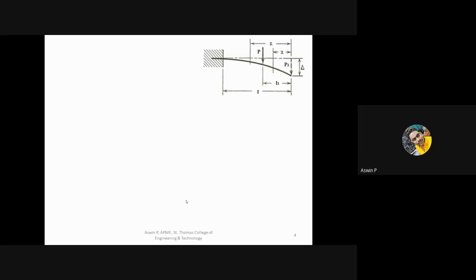After that, we take the equation for the cantilever beam. In such a case, we need to find the moment at a distance x. Currently we don't know where x is. There are two conditions. The first is 0 less than x less than L1, and the second is L1 less than x less than L. In both conditions, we need to find the moments.